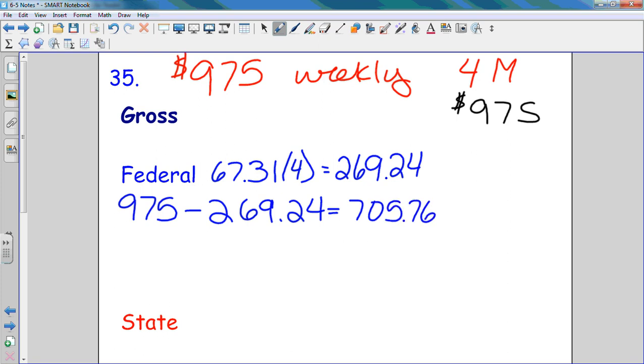$705.76. That's my adjusted gross. I take my adjusted gross, go back to the tables at the bottom, and find the weekly married table. I think it's at the top, table 1. Weekly married. Okay, page 225. Weekly married.